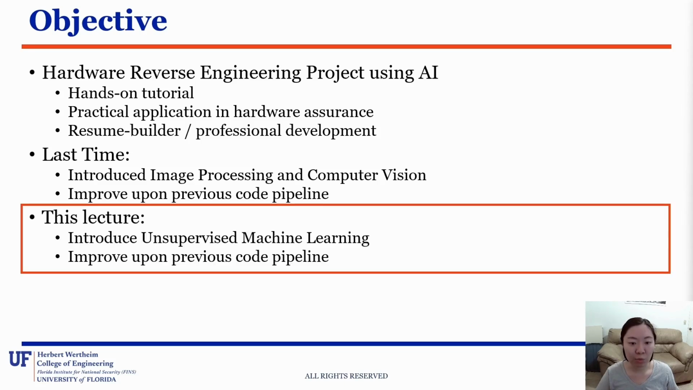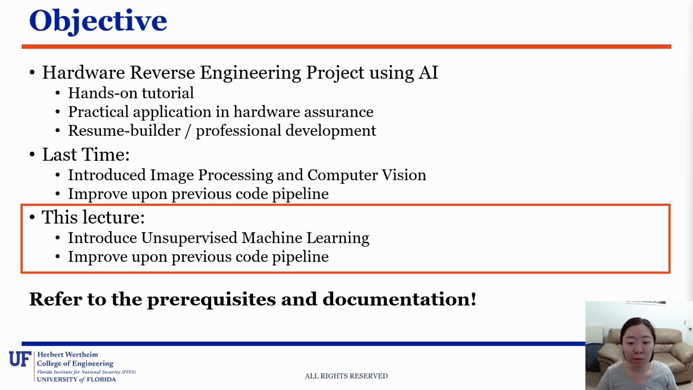In this lecture, we will be introducing some topics in unsupervised machine learning and applying them to our code pipeline for the project. Again, this video assumes you've already watched parts 1 and 2, so if you did not, please refer to the prerequisites in the description. And like last time, this tutorial is best if you follow along with me, so feel free to pause, rewind, or slow down this video at any point and refer to the documentation whenever a new method is introduced.